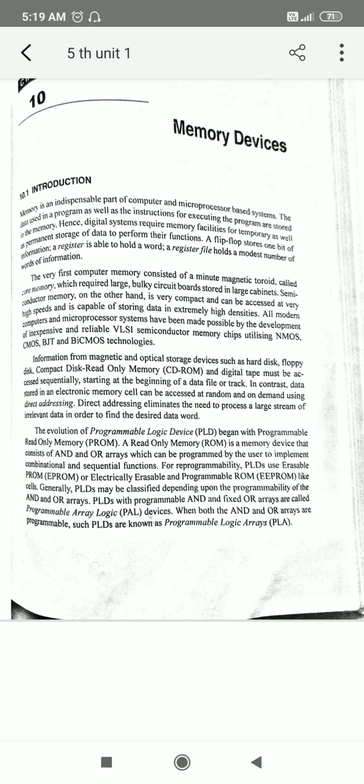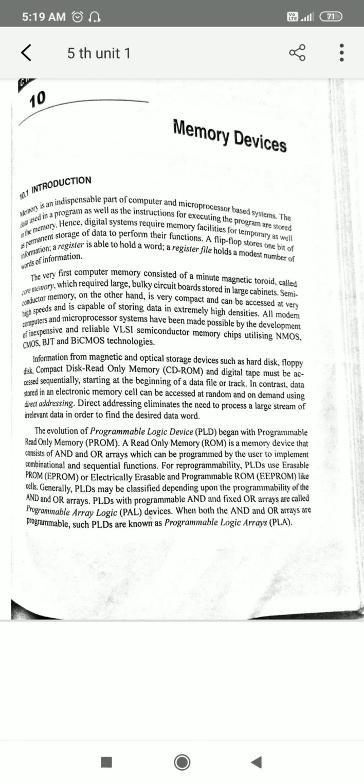A memory unit stores binary information in groups of bits called words. Generally, a group of 8 bits is termed 1 byte. Now, the word in a memory location is represented by an address. The very first computer memory consisted of minute magnetic toroids called core memory, which had very big and bulky circuit boards.